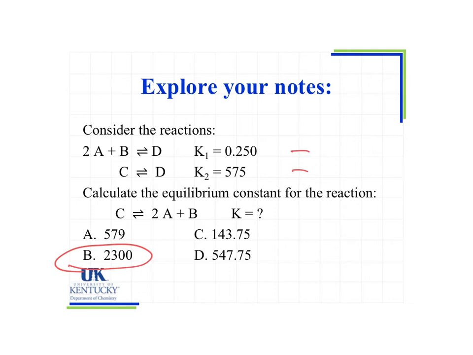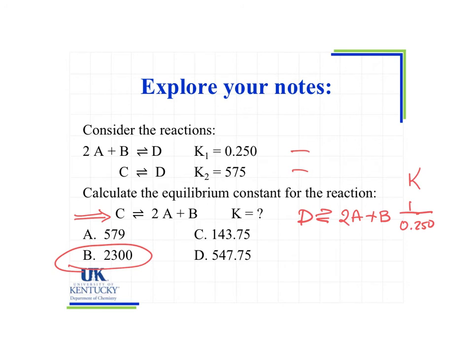If I'm going to construct this bottom reaction from those reactions up there, I need to reverse the top reaction. So I'm going to go ahead and write it reversed. That would be D producing 2A plus B. When you reverse the reaction, you take 1 over that value. A lot of times students will make it negative. Why will they make it negative?